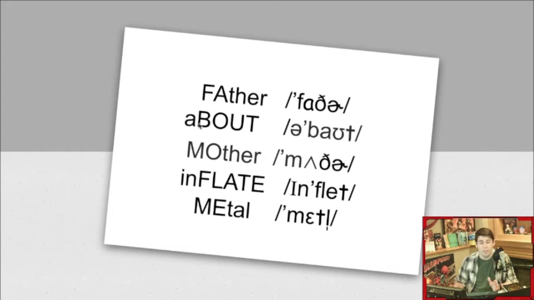For the word about, notice how I have the schwa because it's not the stressed part of the word. The schwa is for the unstressed. So you would put the apostrophe over the bout part of it, because you wouldn't say ABout. It doesn't sound right. Same goes for mother. Put the emphasis on the mo.